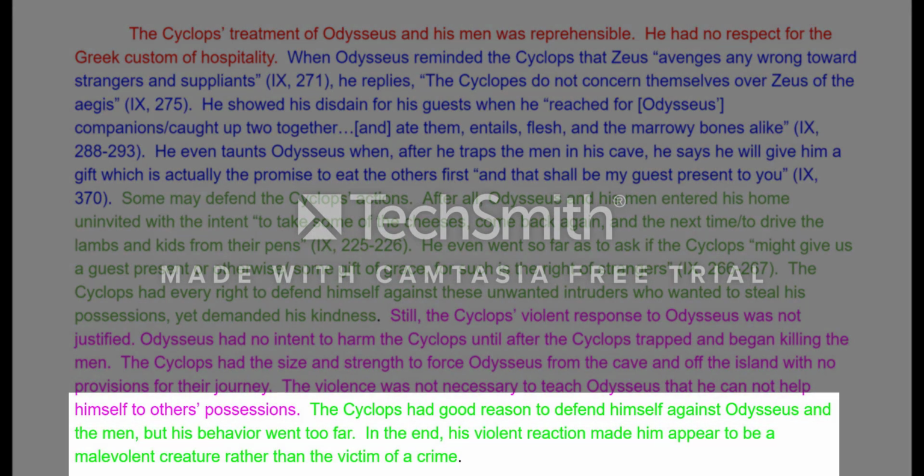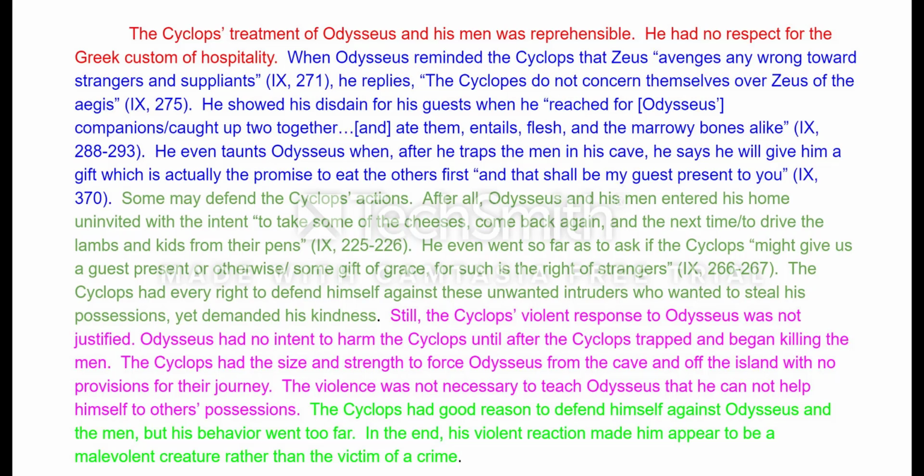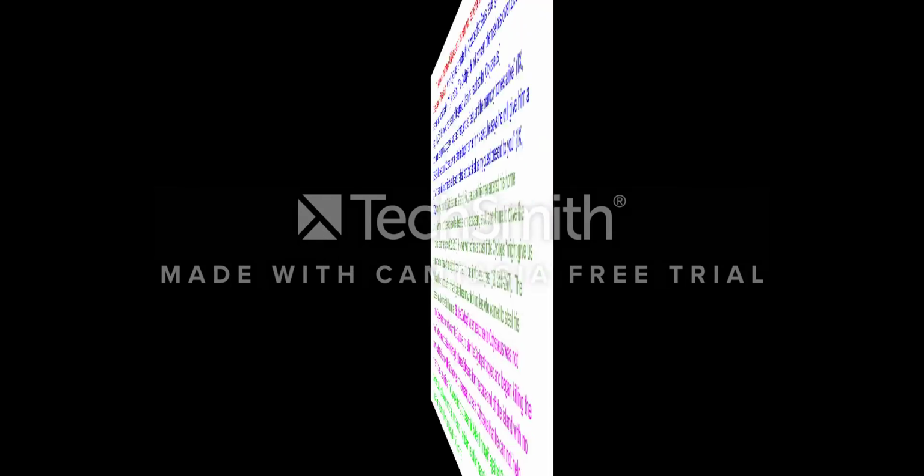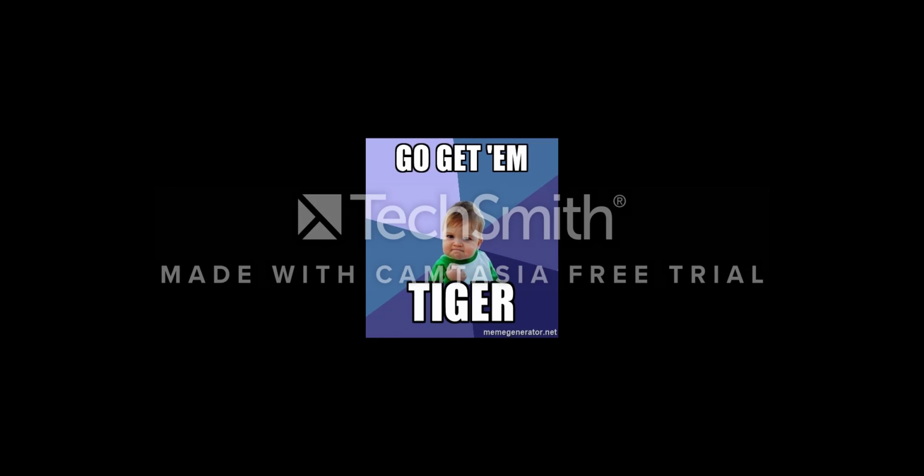Finally, I wrap up my whole paragraph in a summary that basically says, "The Cyclops had good reason to defend himself against Odysseus and the men, but his behavior went too far. In the end, his violent reaction made him appear to be a malevolent creature rather than a victim of a crime." This is the perfect way to wrap up my paragraph and make sure that all of my readers are aware that my claim is well researched and justified, and that I ultimately am correct. Now you're ready to write your own argument paragraph.